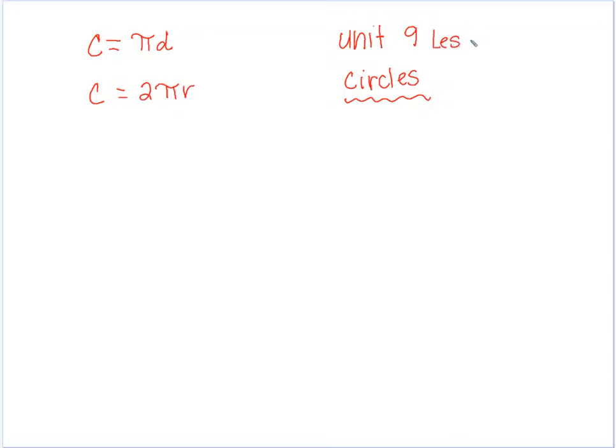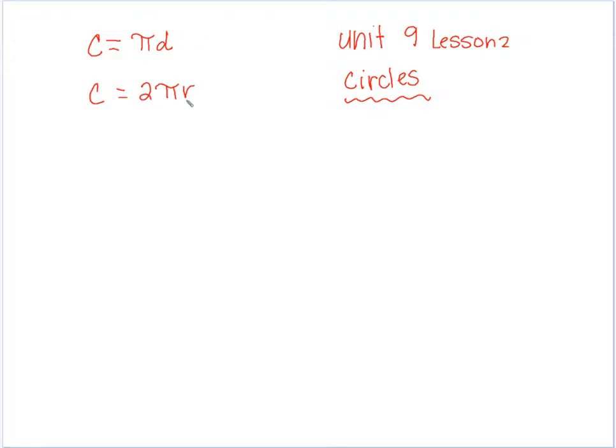Lesson 2 from Unit 9 is still about circles and circumference. And I have two formulas up here that are pretty important. Circumference, if you're given the diameter and you have to find the circumference, you can do pi times the diameter. Remember I said the diameter goes around 3.14 times? Well, that's what pi is.